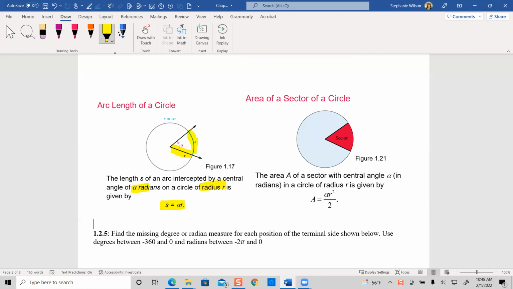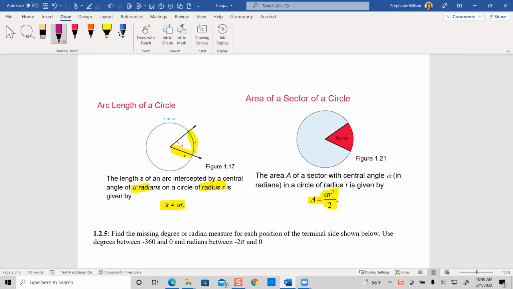The area of a sector of a circle, here is the area formula. It's alpha times the radius squared divided by 2. So it'd be good and helpful to have this written down in the formula sheet when you start solving for these.